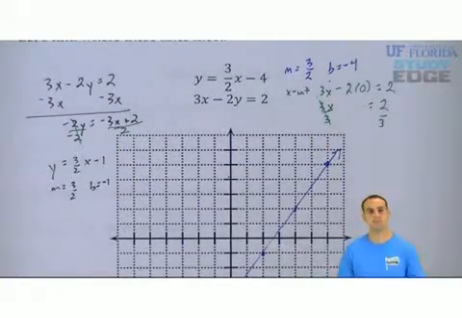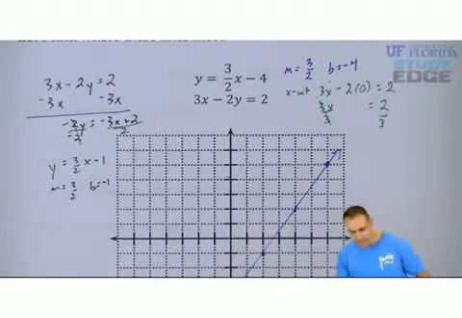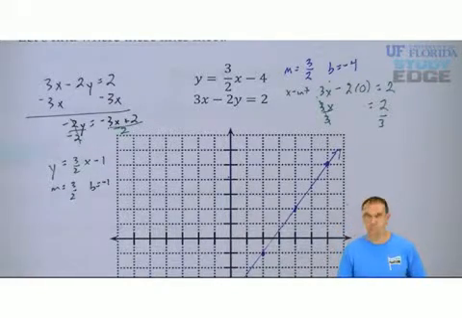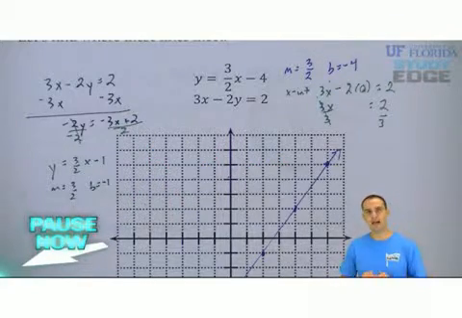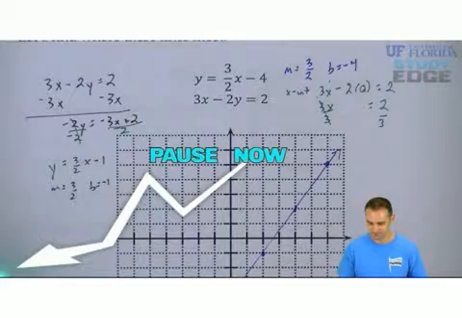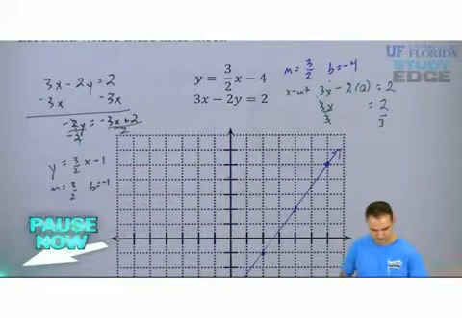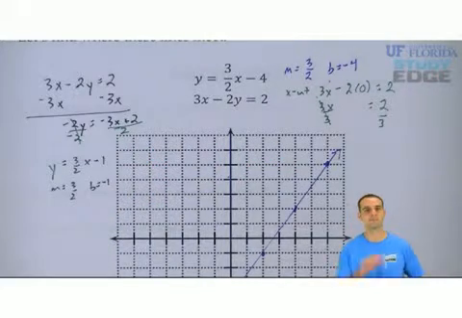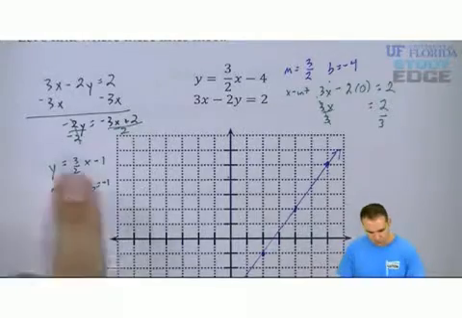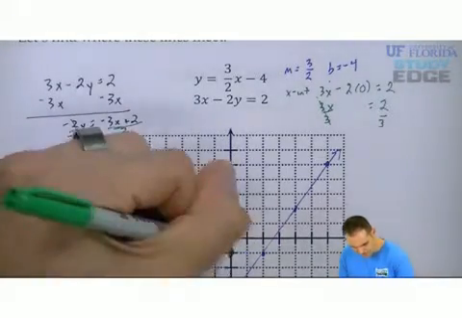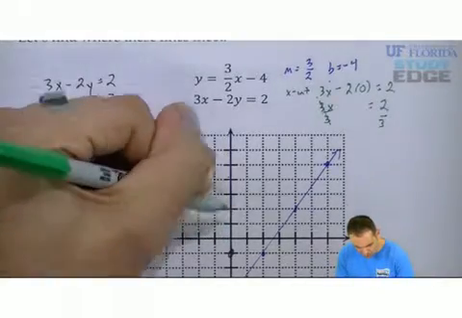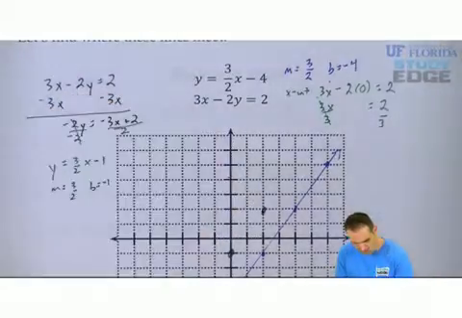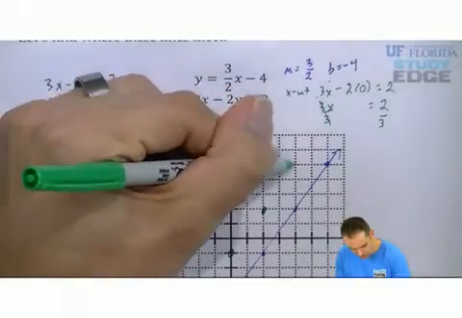Go ahead, pause the video, write that down, and try and graph that other line. Again, I'll give you a second. Pause now. Write that all down, and actually graph the other line for me and see where they intersect. The y-intercept is negative 1. From that point, the slope is 3/2. Go up 1, 2, 3, and to the right over 2. Go up 1, 2, 3, and to the right 2.